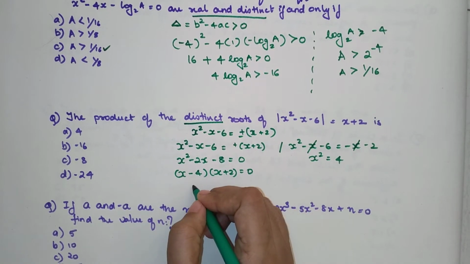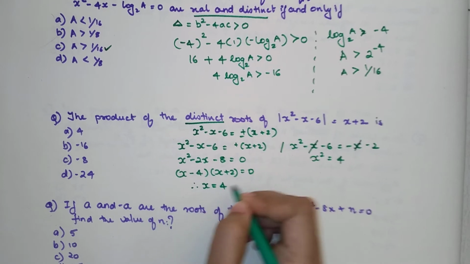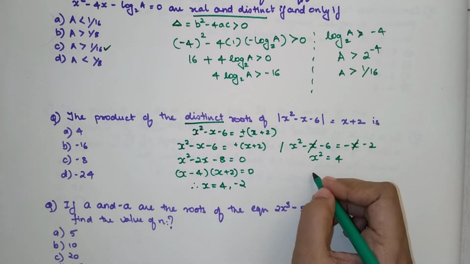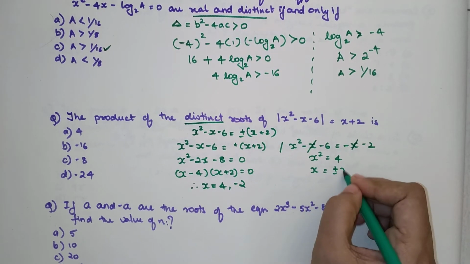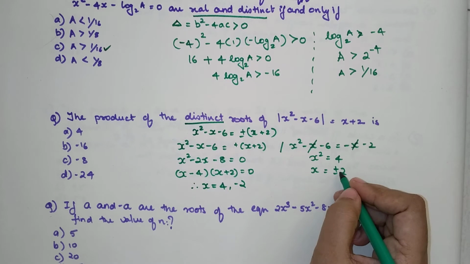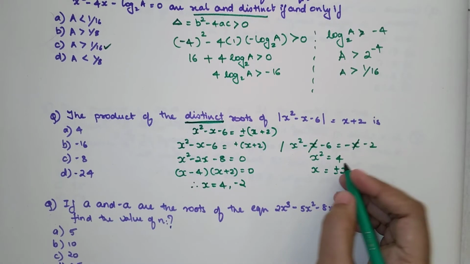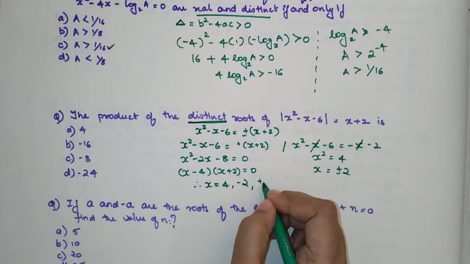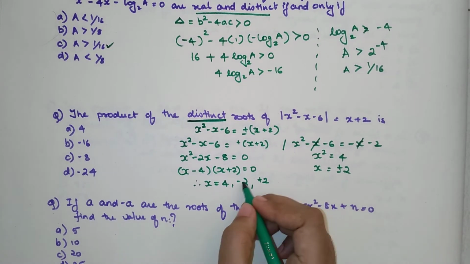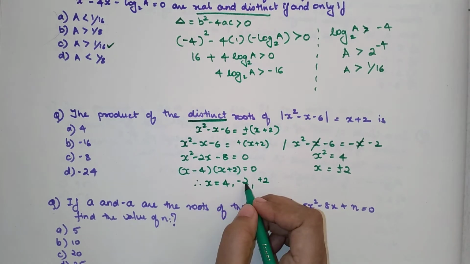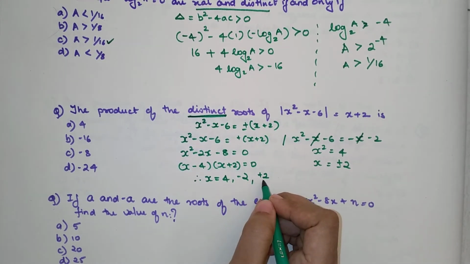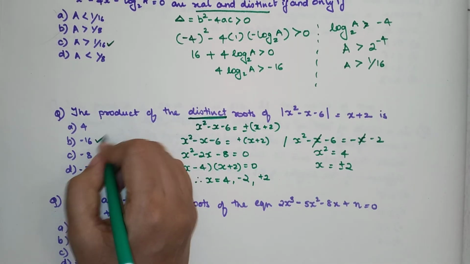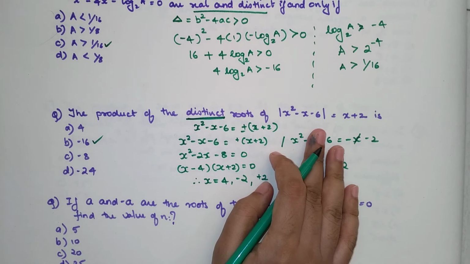Now here I can say therefore x is equals to 4 or x equals to minus 2, and here taking square root on both the side I get x is equals to plus minus 2. So here as we can see, we are just talking about the distinct roots. So from here we can say minus 2 is already been taken, so we'll just have plus 2. And when you take the product of all these, 4 into minus 2 gets you minus 8. Minus 8 into plus 2 gets you negative 16. So your answer is option B.